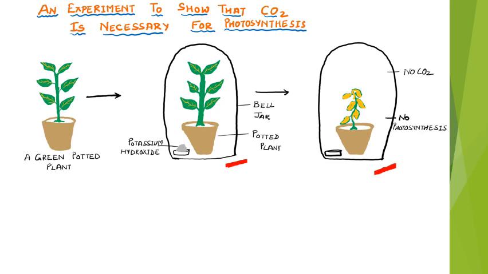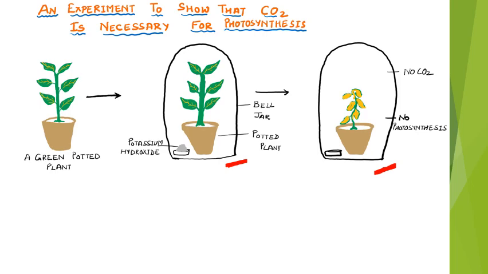You know that iodine solution turns starch into blue-black color. So what should be the result in this case? Yes, after putting iodine solution, there will be no change in color. Why? Because there was no carbon dioxide in the bell jar, so the plant was unable to synthesize glucose and hence no starch. So by this experiment, we have proved that carbon dioxide is necessary for photosynthesis.